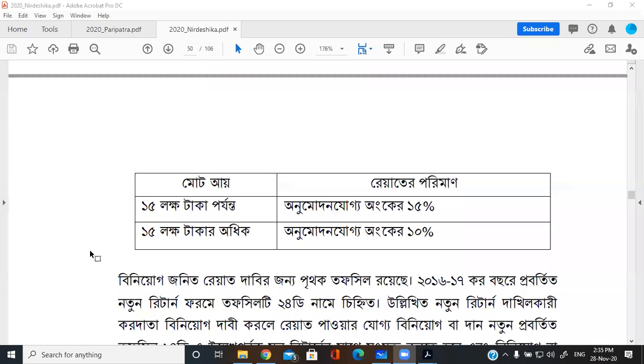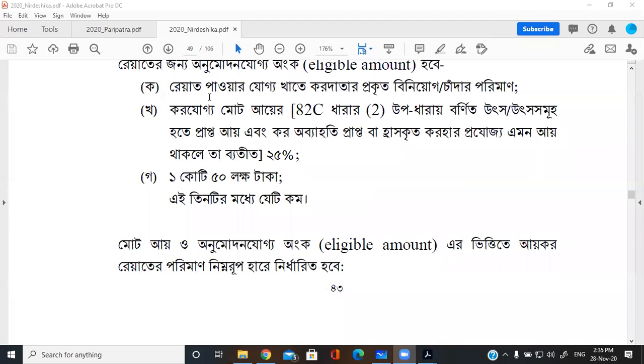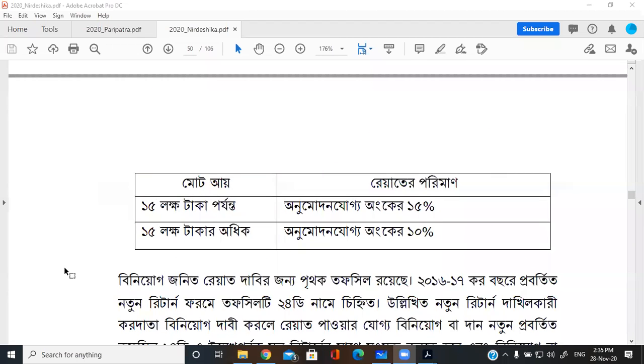So when we get our eligible investment and expenses amount, finally by comparing these three, we need to multiply a percentage to get the actual amount of investment tax rebate. So you need to keep this slab in your mind, like the tax rate.